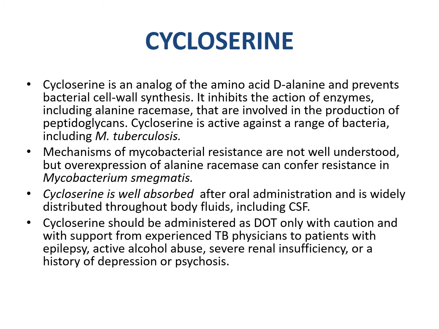Cycloserine is an analog of the amino acid D-alanine and prevents bacterial cell wall synthesis. It inhibits the action of enzymes, including alanine racemase, that are involved in the production of peptidoglycans. Cycloserine is active against a range of bacteria, including Mycobacterium tuberculosis. Mechanisms of mycobacterial resistance are not well understood, but overexpression of alanine racemase can confer resistance in Mycobacterium smegmatis.